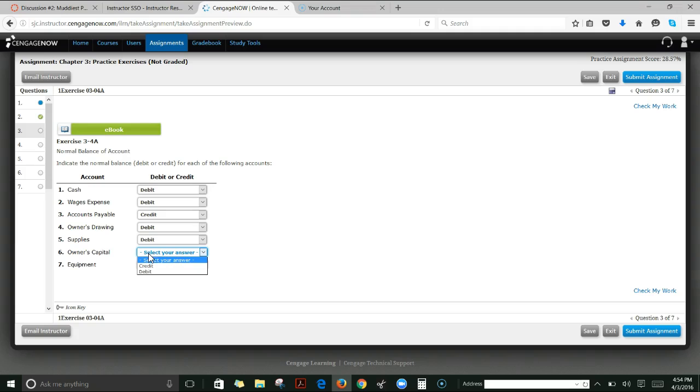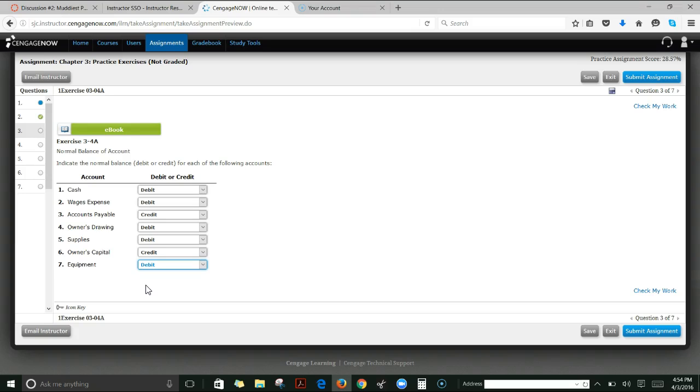Capital is your owner's equity account and it has a normal credit balance. And the last one, equipment, is a normal debit balance because it's an asset on the left side of the equation. Again, draw your T account. There are three types of accounts that are left side accounts: an asset, expenses because of what they do to capital, and drawing because of what it does to capital.